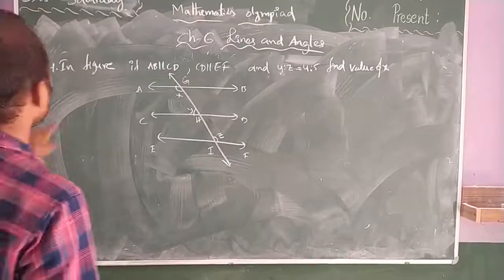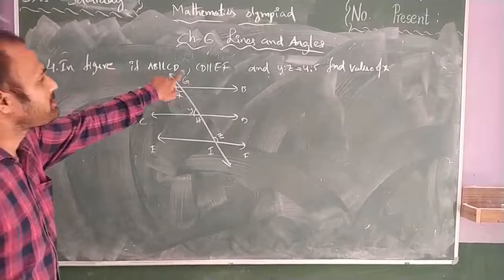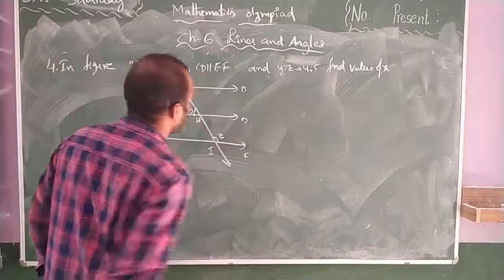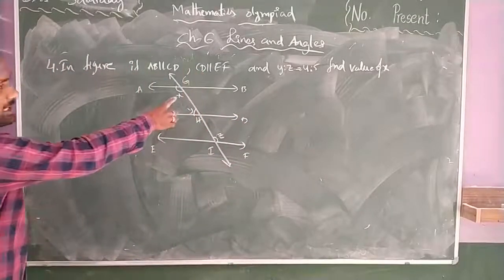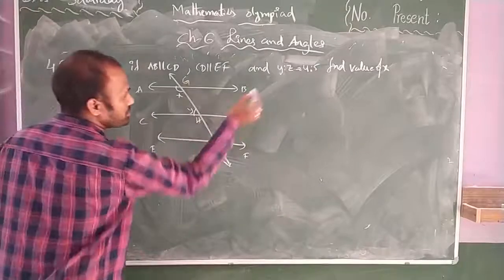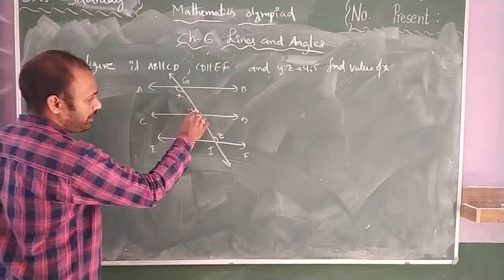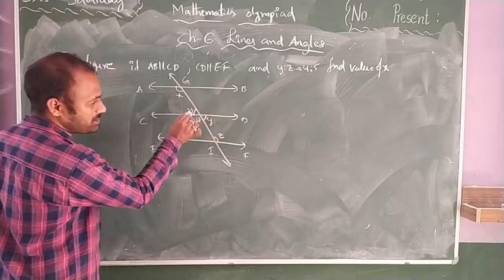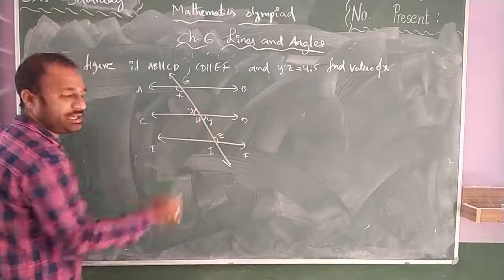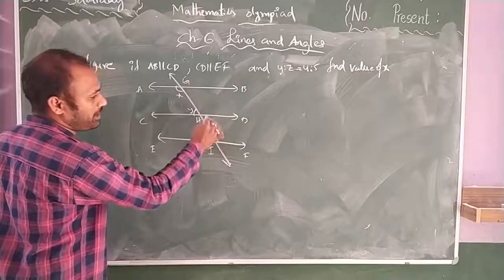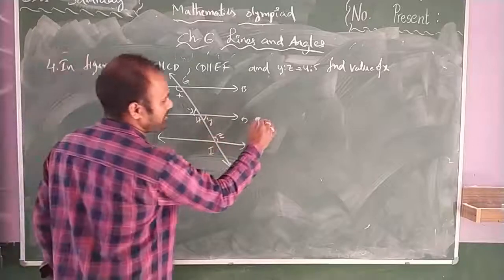Next, let us see this fourth question. In the figure, AD is parallel to CD, CD is parallel to EF, and y is to z is 4:5. Find the value of x. So y is to z is 4:5. If here it is y, then automatically here also y. Why? Because these are called vertically opposite angles. So this forms co-interior angles.